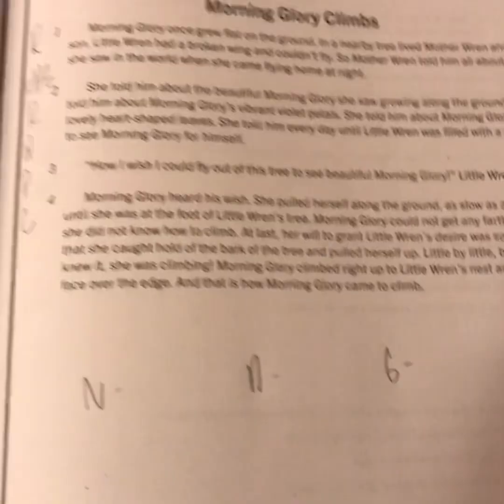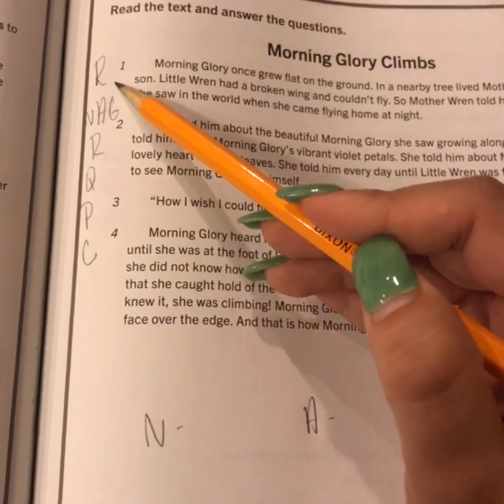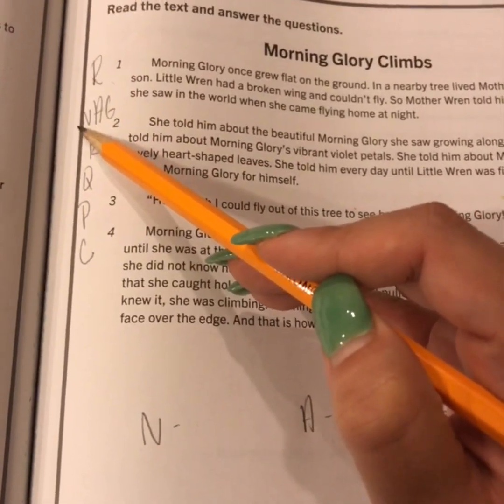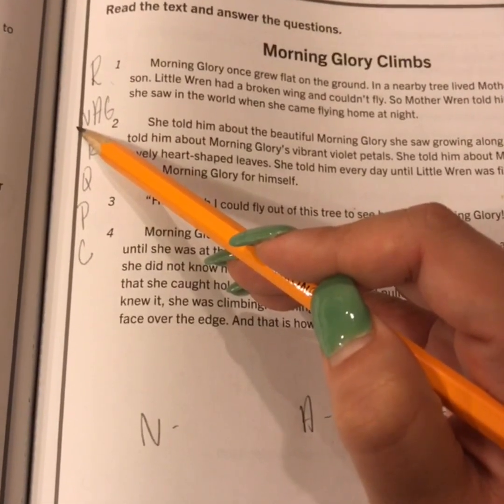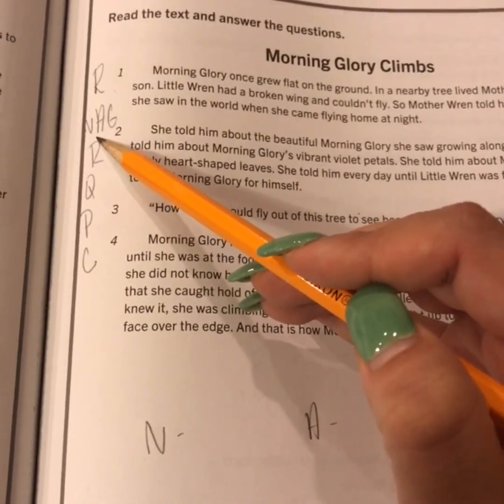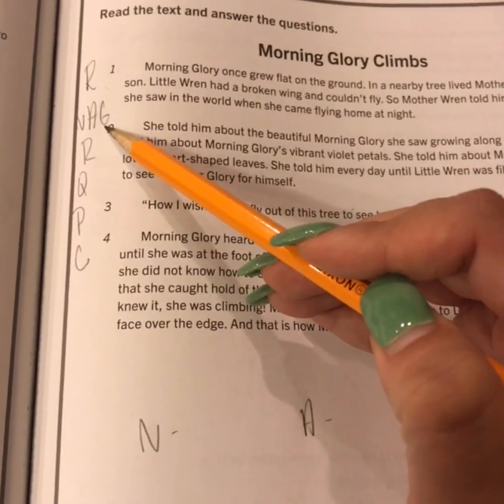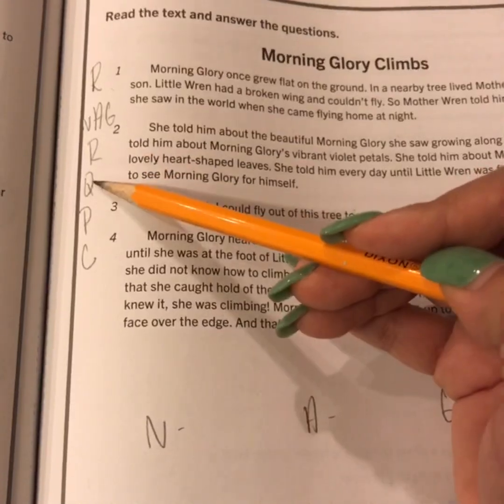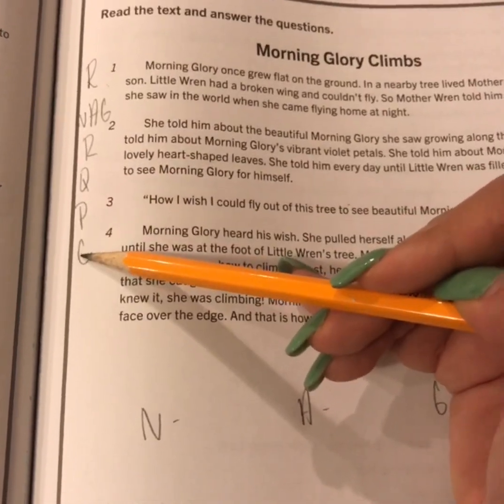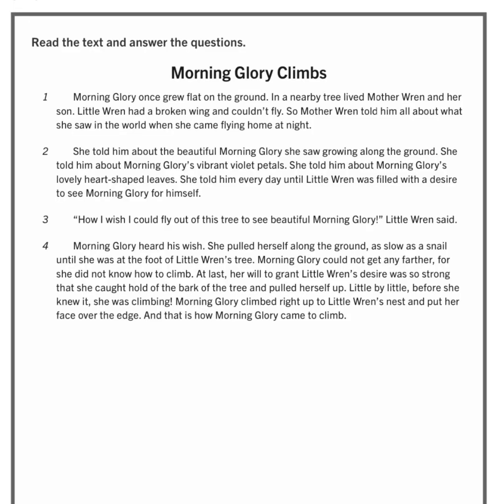And just to refresh our memory, because it has been a week or so: read, narrator, which either should be first person or third person, author's purpose, PIE'd, and then genre. Reread, questions, proof, and check. So I will be doing the first R with you. I want you to go ahead and follow along with me in your book.